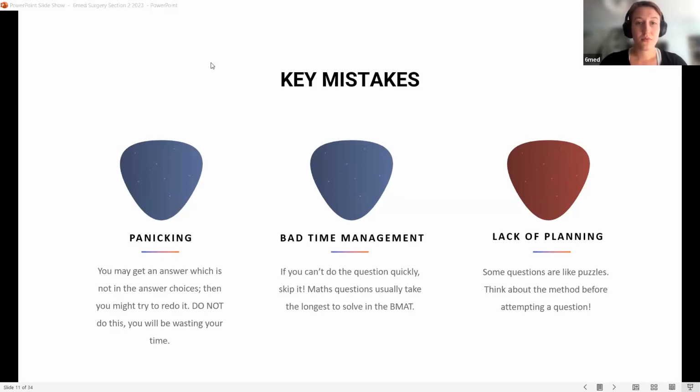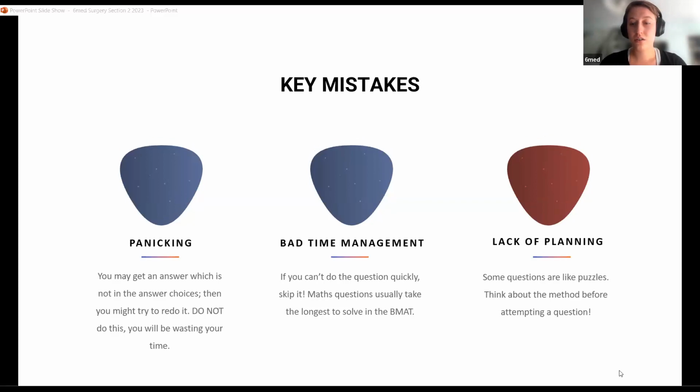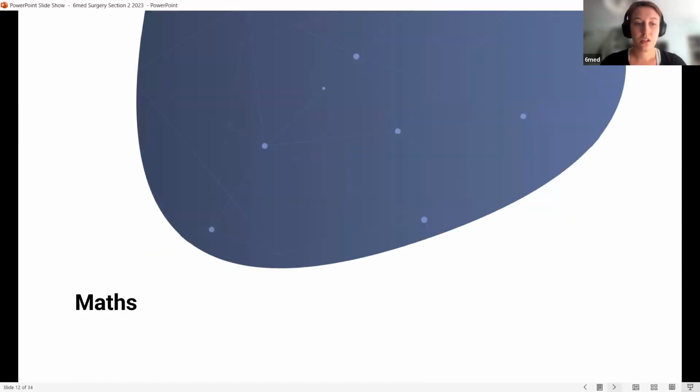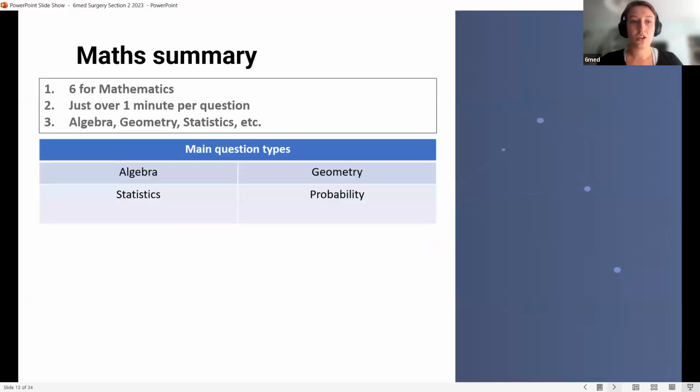Okay, moving on. So we're going to start with maths and work our way through to biology. So there are 6 questions for maths generally, and you've obviously only got just over a minute per question. The full specification can be found online at many websites, and don't forget that Cambridge Admissions does publish the Preparing for Section 2 guide, which also tells you all the content you need to know. So that's something to keep in mind.